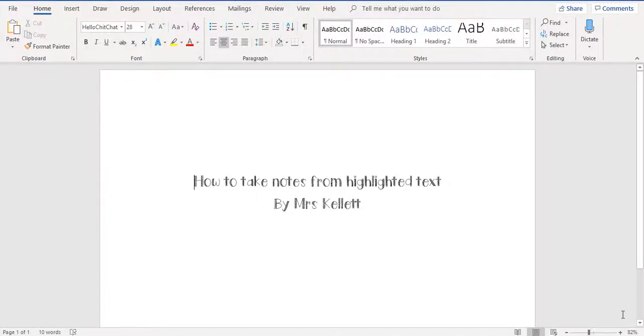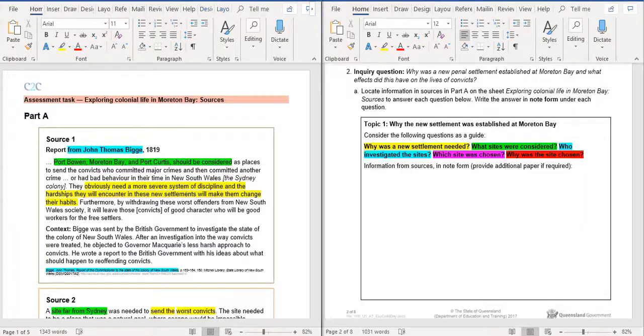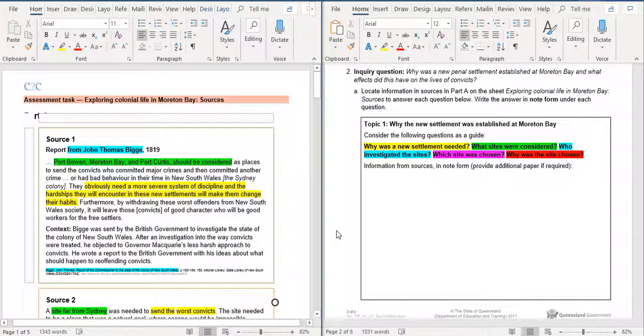How to take notes from highlighted text. In our previous lesson we looked at highlighting the text and finding the evidence in the text. We've done that and we've highlighted it, so now we are going to need to answer the questions based on what we've highlighted.